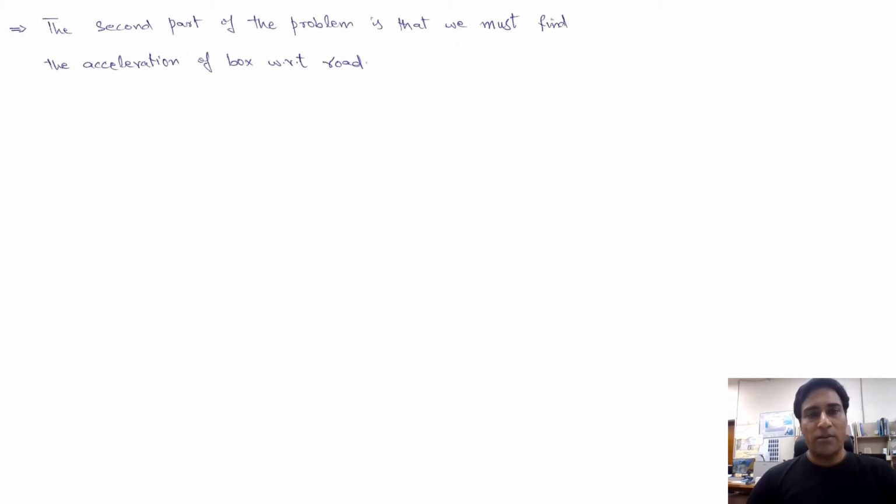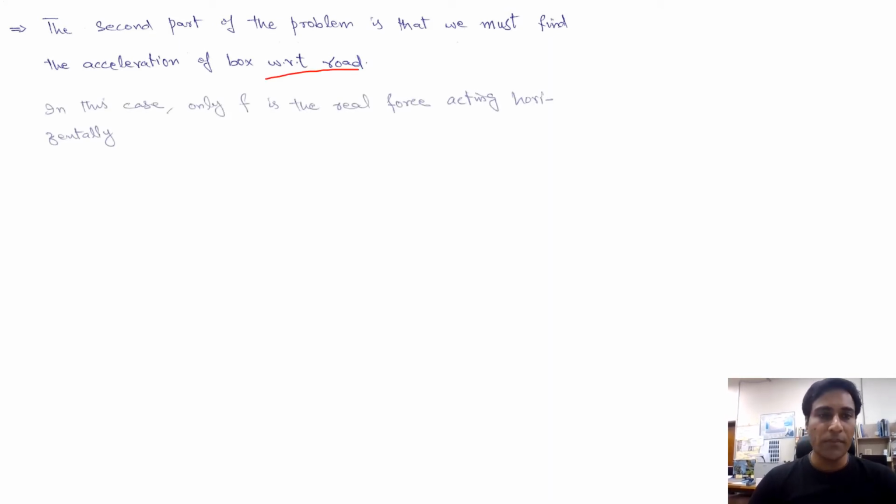In the second part of the problem, we must find the acceleration of the box relative to the road. In the first part we found the acceleration of the box relative to the truck, and in this part we have to find the acceleration of the box with respect to the road. In this case only F is the real force acting horizontally, so our equation is now more simple.